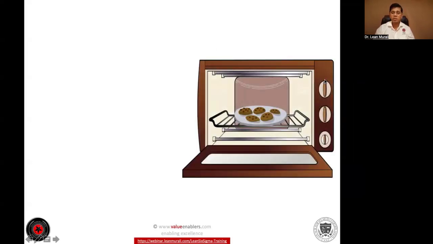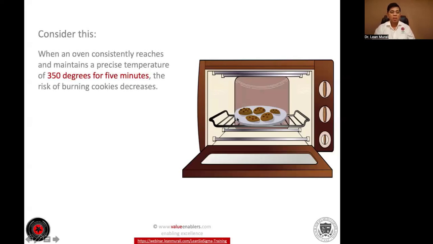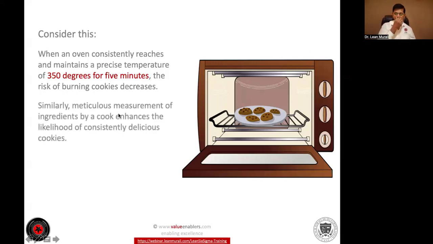Okay, fine. Let's go into the depth. So this girl, what does she do? She does this. When the oven consistently reaches and maintains the precise temperature of 350 degrees for 5 minutes, the risk of burning the cookies decreases. So the temperature required is 350 degrees for 5 minutes.